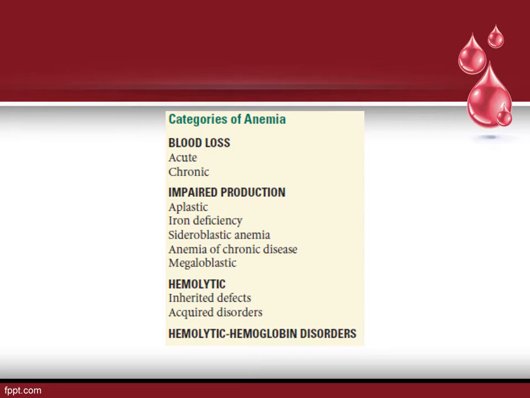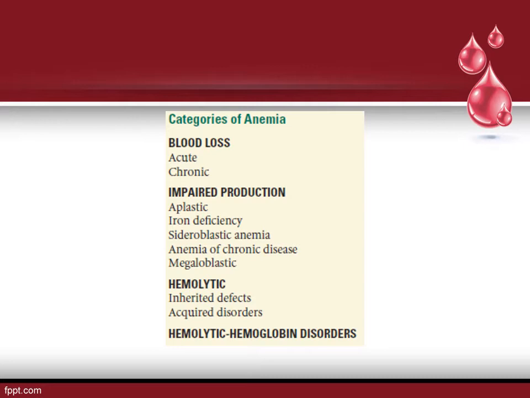Impaired production is due to aplastic anemia, iron deficiency, sideroblastic anemia, anemia of chronic disease, and megaloblastic anemia. Next is hemolytic anemia. It includes inherited defects, acquired disorders, and lastly, hemolytic hemoglobin disorder.